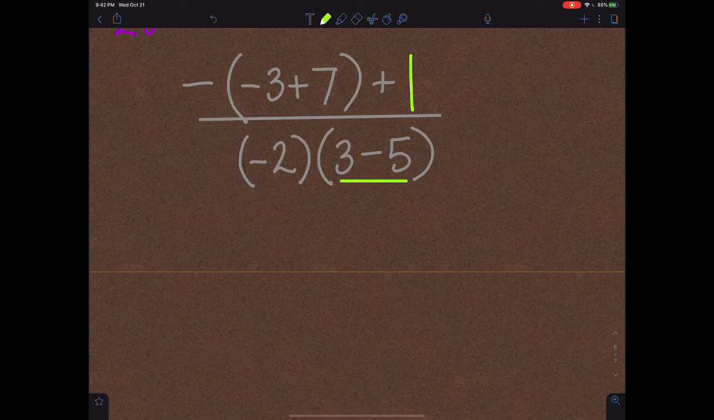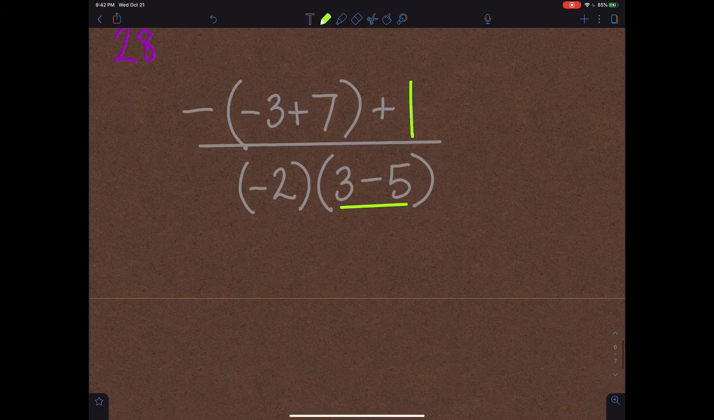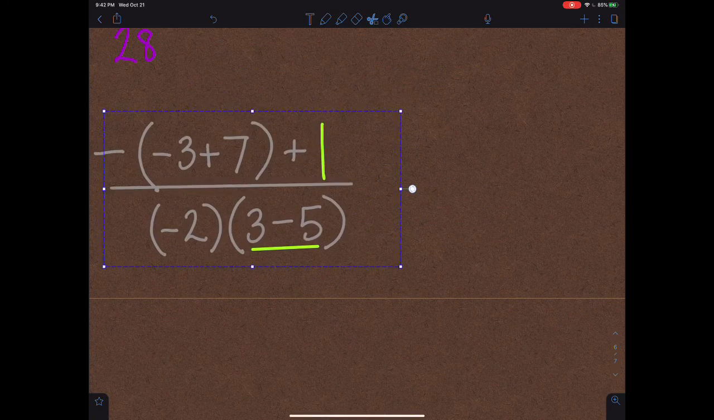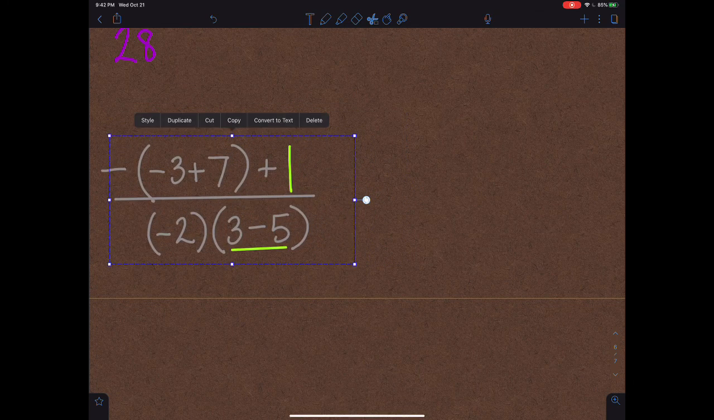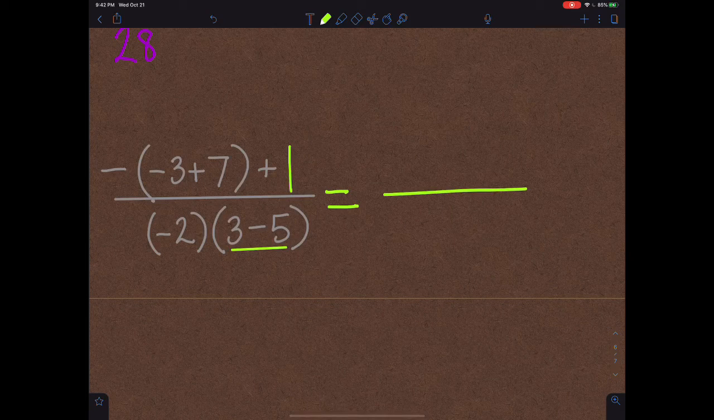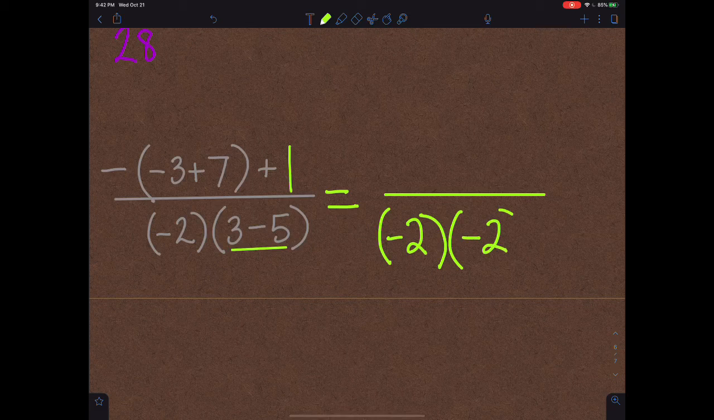3 minus 5. Well, let's see. Actually, let me give myself a little more room. I hope you're doing this on your iPad, not your phone, so you can see all this tiny stuff I'm doing because your math is so complicated. So let's deal with the bottom. I'm just going to copy that negative 2, and then 3 minus 5 is also a negative 2.